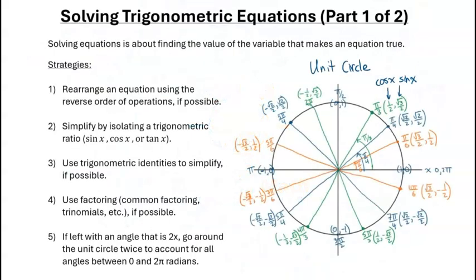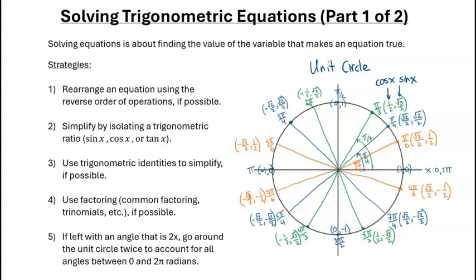So solving trigonometric equations is really just about solving equations. It's about trying to find the value of a variable that makes an equation true. Now let's look at several strategies that are going to be helpful for us. One is we want to rearrange an equation using the reverse order of operations if possible. And that's what we would do for other equations, just rearranging to try to isolate the x as far as we can. A second strategy is simplify by isolating a trigonometric ratio, sine x, cos x, or tan x, get that by itself, and then get a number or a fraction on the other side.